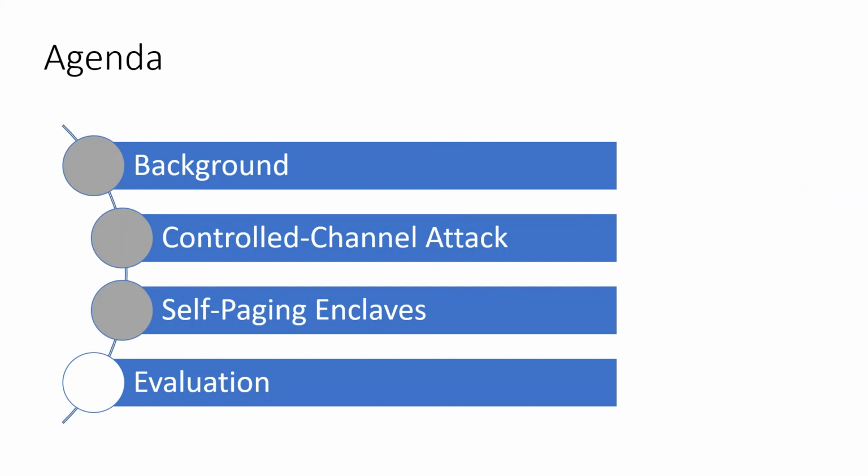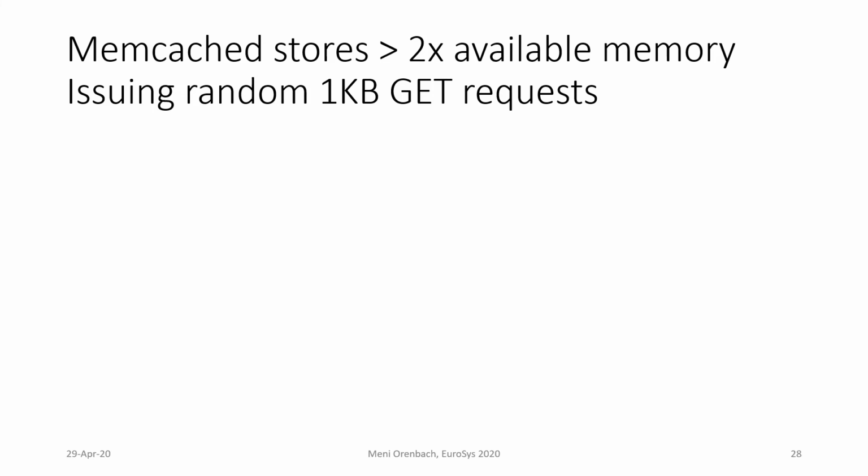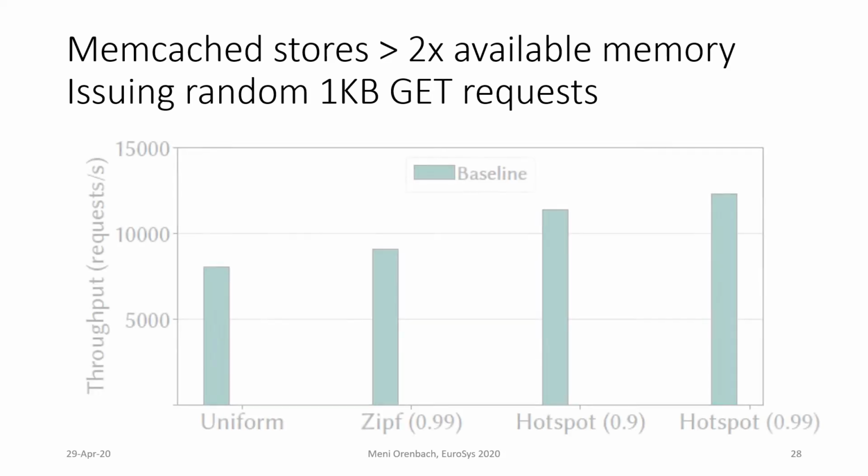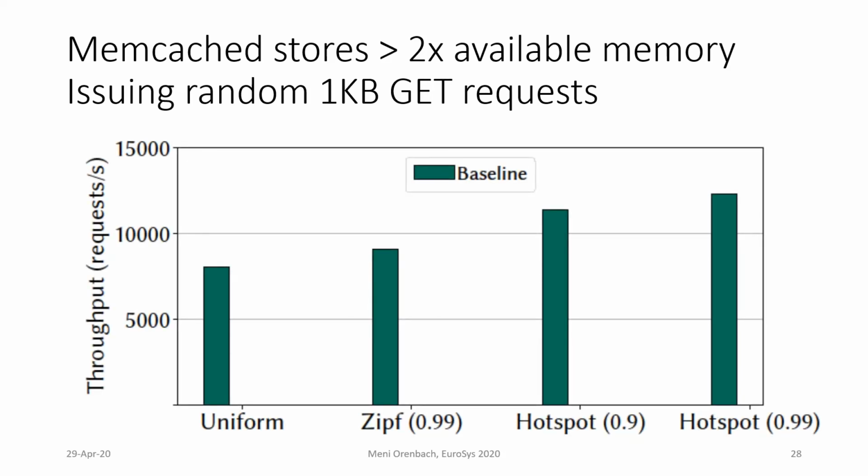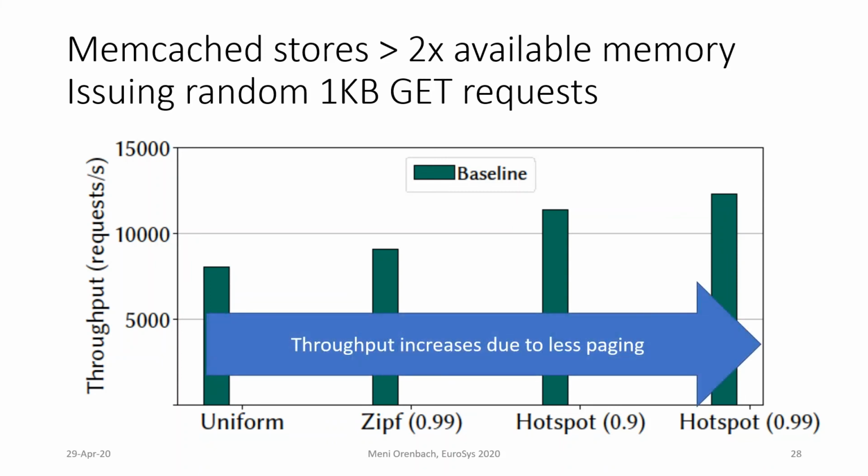Finally, we present the evaluation results of Autarky. We ran a memcached key-value server configured to store more than 2 times the available enclave memory on our system, so legitimate paging occurs. We issued random 1 kilobyte GET requests and measured the throughput for different distributions. Ordered by skew levels from left to right, the baseline is an unsecured vanilla SGX, and we can see the throughput increases with hotter distributions since less paging occurs.